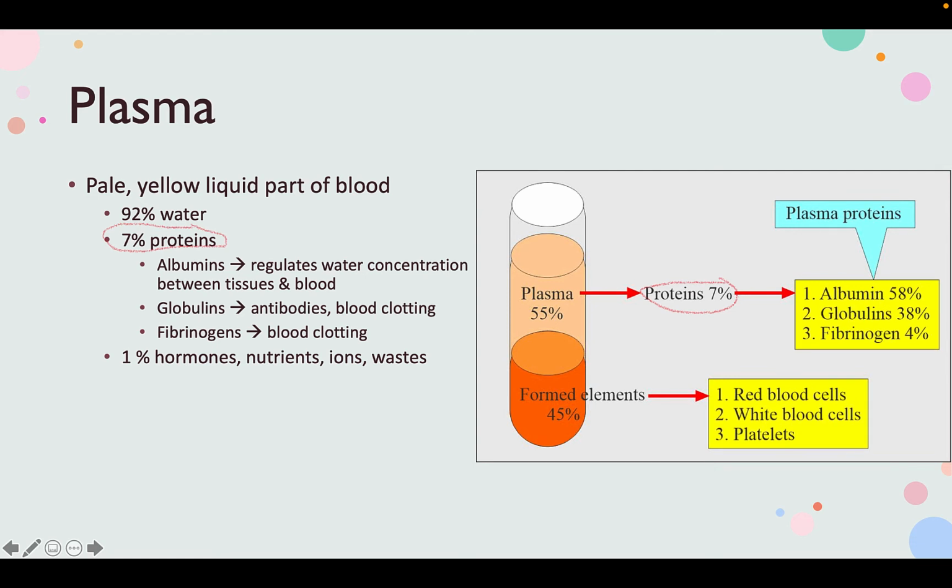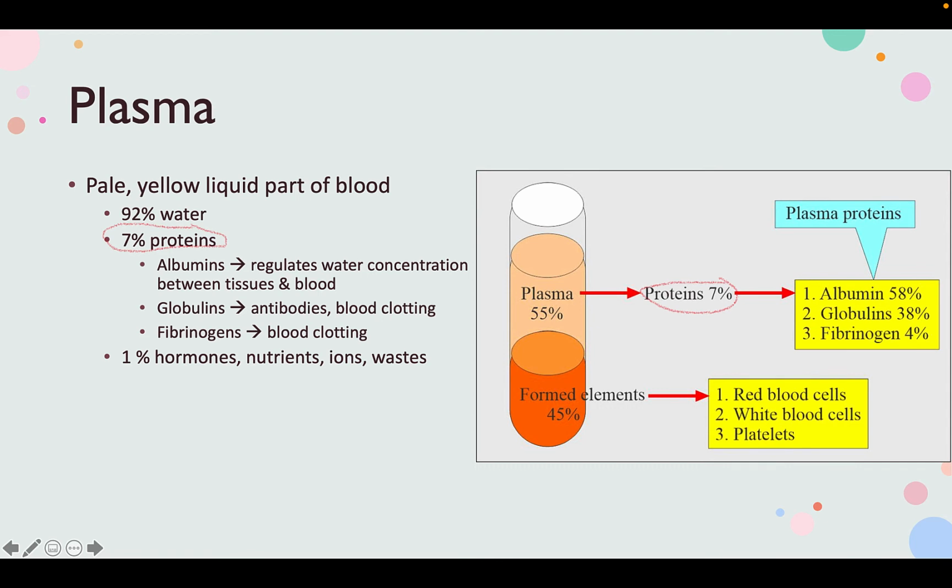Globulins, think of glob and like protein clot or blood clotting. They're going to be functioning with antibodies in the immune response, and then blood clotting in that aspect as well. And then fibrinogens are involved in that blood clotting process too. We'll talk about them when we get to hemostasis.